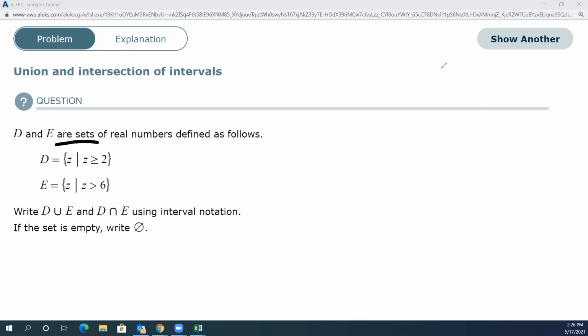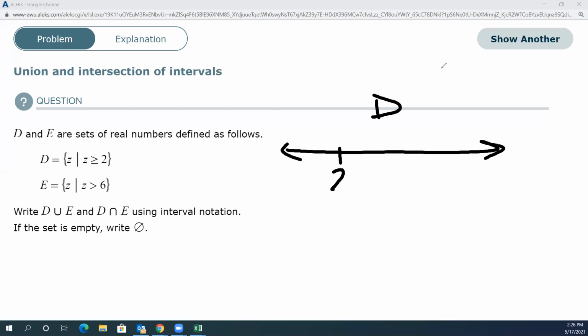So this first one says D is the name of the set, and set D is all numbers Z, and that's not a big deal, all numbers that are greater than or equal to 2. So on a number line for set D, if I put a 2, say right there, all numbers that are greater than 2 or equal looks like that.